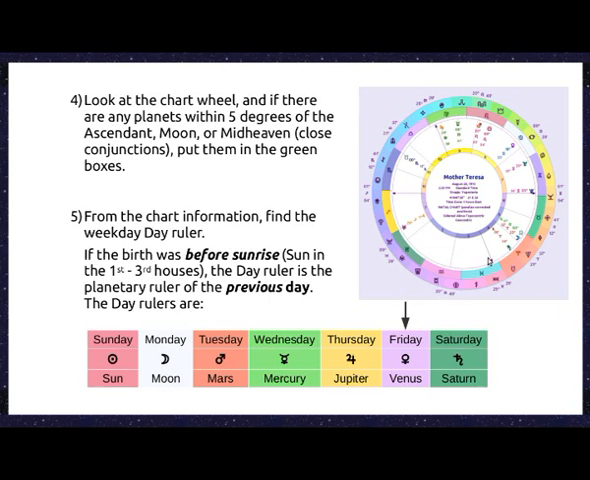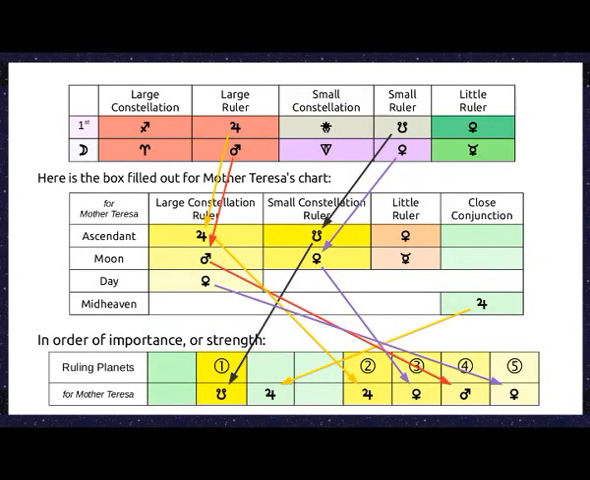So if the event occurred before sunrise, the sun would be somewhere down here between the first house, second house, or the third house. If the sun is anywhere down there, and then we know that the event occurred before sunrise, we would need to use the planetary ruler of the previous day. Okay, so if she had been born, say at 3 o'clock in the morning, the ruling planet of the day would be Jupiter. Even though she was still born on a Friday, if it was before sunrise, that ruling planet would be Jupiter.